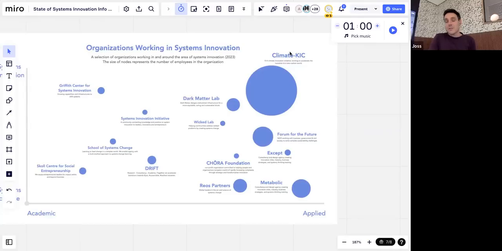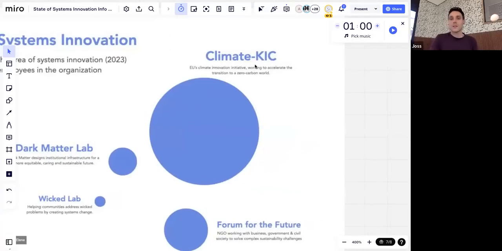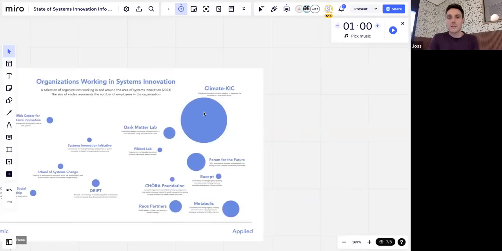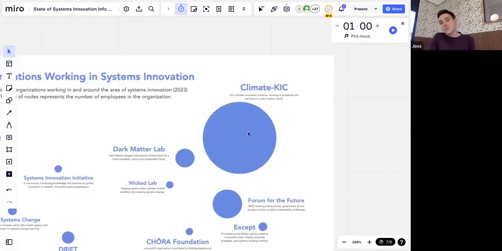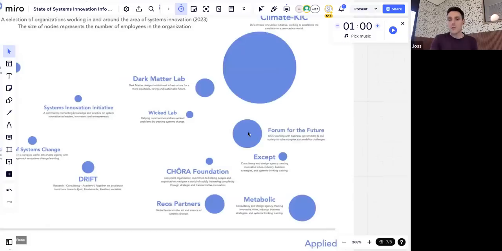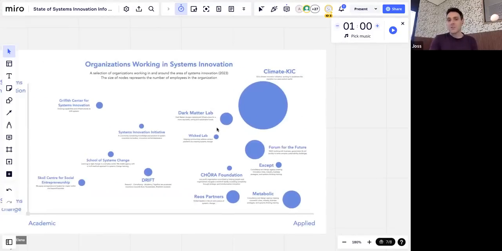Climate-KIC is really the largest, most advanced organization that's doing systems innovation. They say they're doing systems innovation, and I think they are. If we zoom in here, it's the European Union's innovation ecosystem for addressing climate change, working to accelerate the transition to a net zero world, particularly working with cities across Europe. They have an ecosystem of about 400 plus institutions like universities, cities, regions, and academia across Europe. There are about 200 people maybe in that organization, doing probably, at the largest scale, the most systems innovation out there in the world. It's very applied. They're really trying to address this climate crisis across Europe in a holistic way. So it's probably the most sophisticated organization.